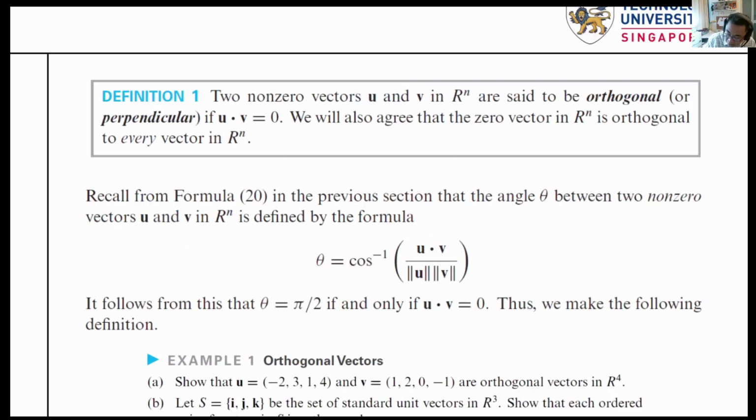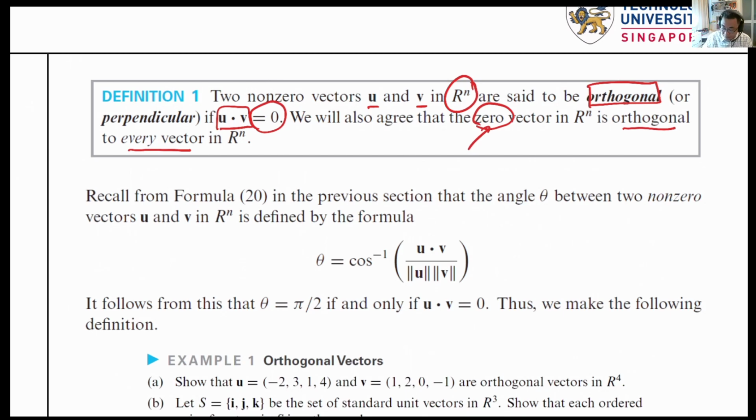We say that two vectors in Rn, u and v, are orthogonal when their dot product is equal to 0. In the event that one of the vectors is a zero vector, meaning all elements are 0, we'll still say that this vector is orthogonal to every vector in Rn.